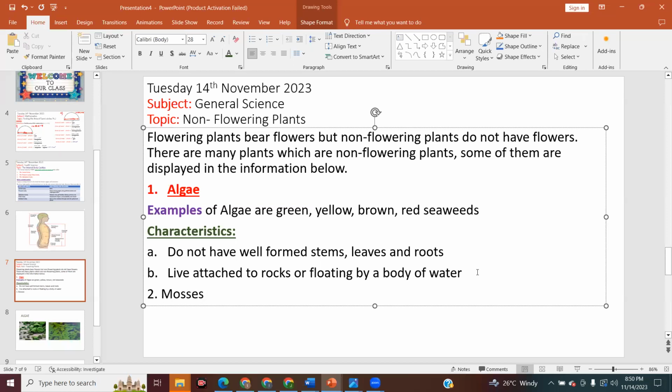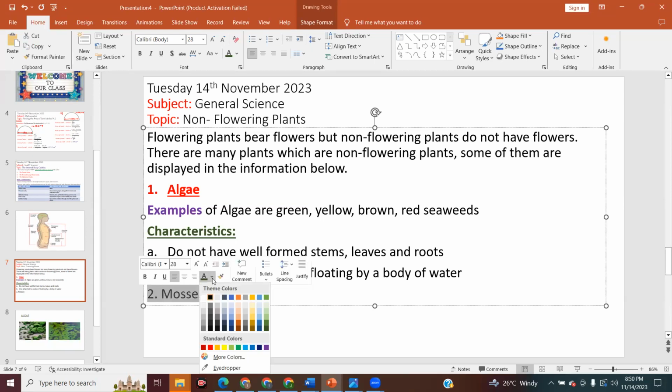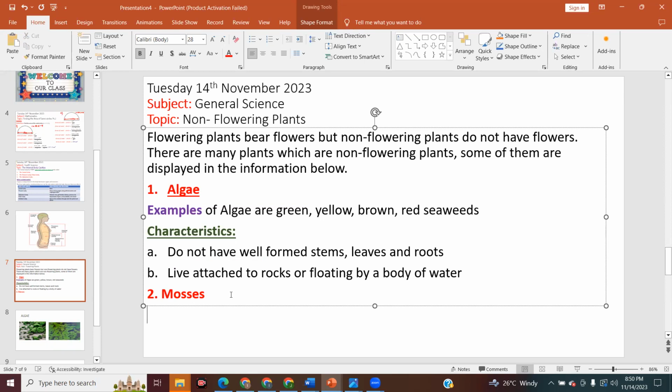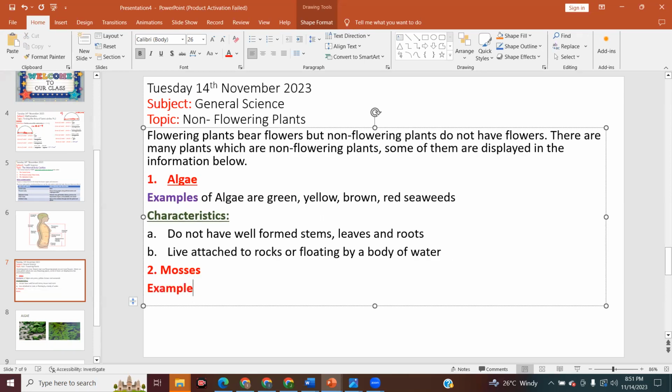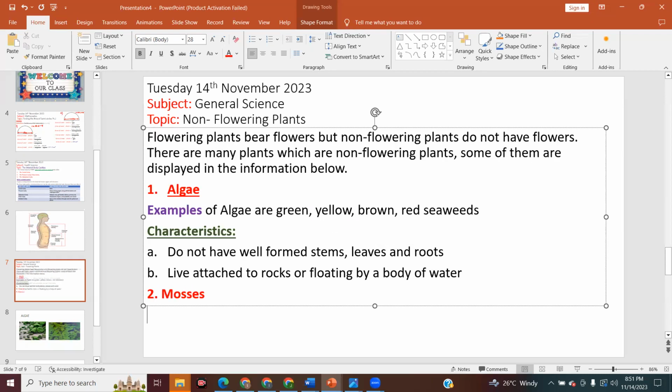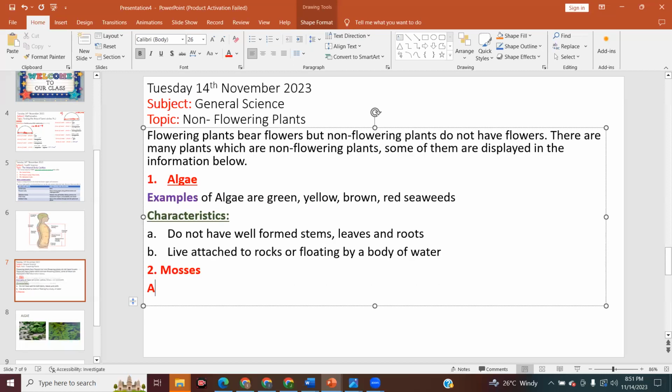mosses, right? Mosses. You like mosses? Yeah, I'm just laughing at the name. You're a moss. Real examples. An example of a moss is hairy cap moss.